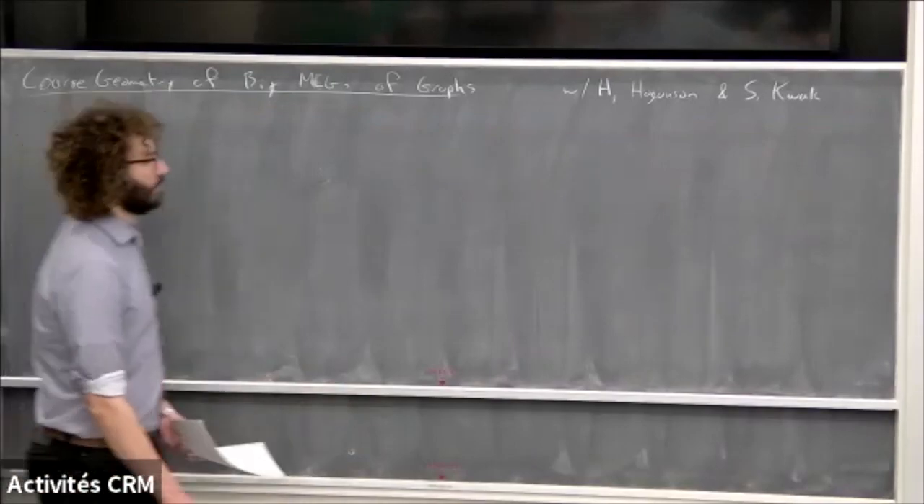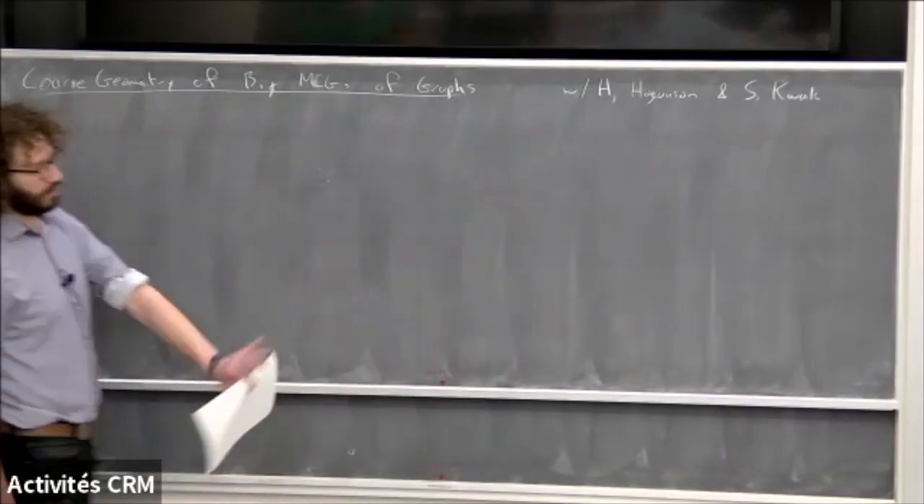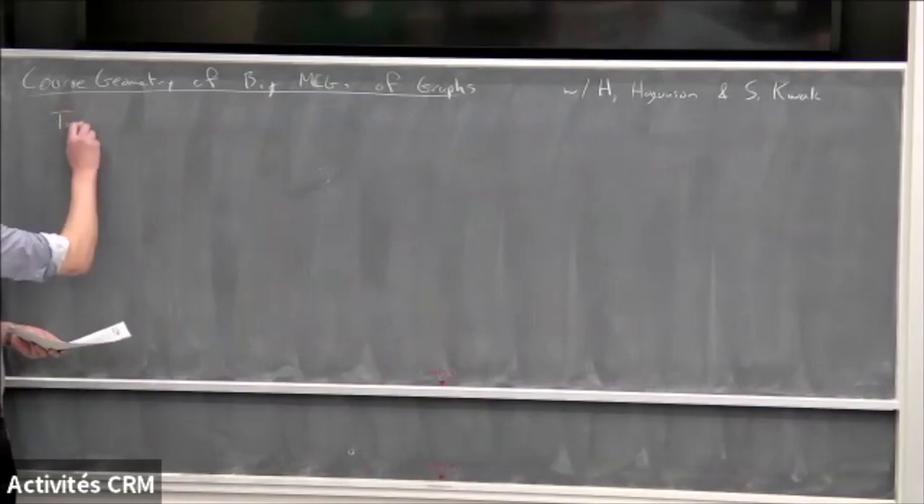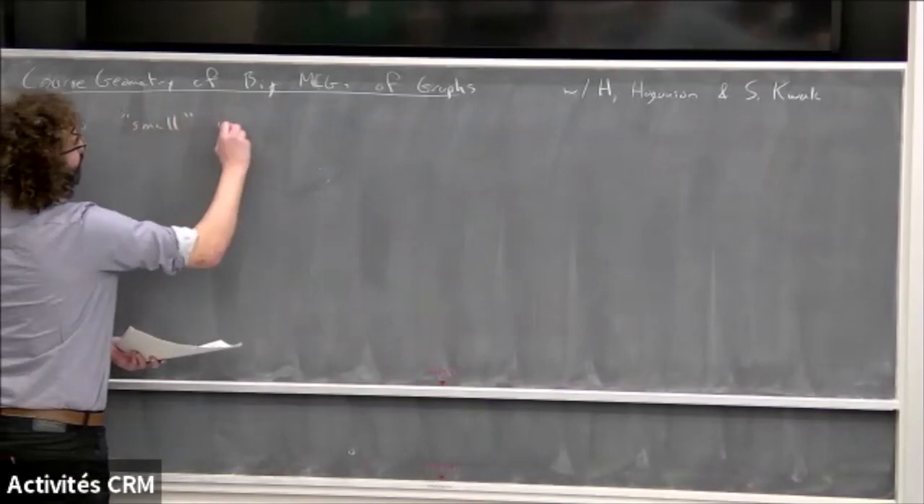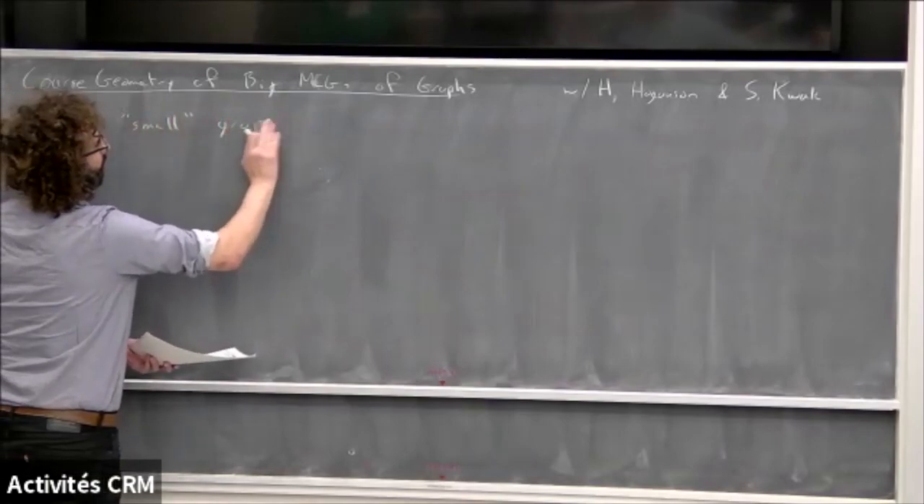So first, I want to tell you about coarse geometry of big mathematical groups of graphs. And this is all work joint with Hoganson and Sanghoon and Kwak. But first, I'm going to kind of be like Sebastian and first tell you about some small groups. So two small groups before we jump onto the huge groups.